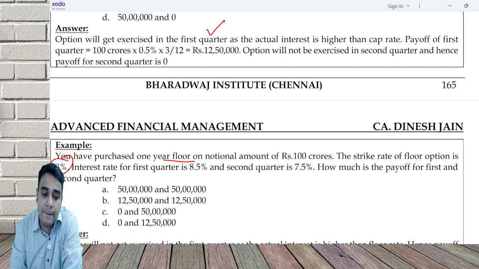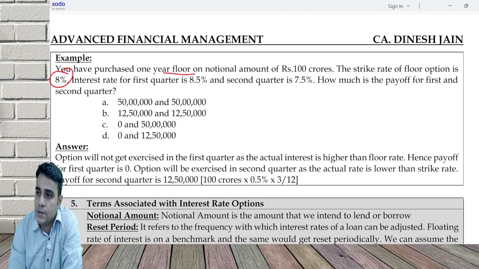First quarter, what is the rate? No compensation for you. Second quarter? What will happen in the second quarter is you will receive 7.5% the actual interest and get a compensation also, because options are always net settled. Now, how much compensation? 100 crore into 0.5% into 3 by 12. Any doubts on this? Clear?